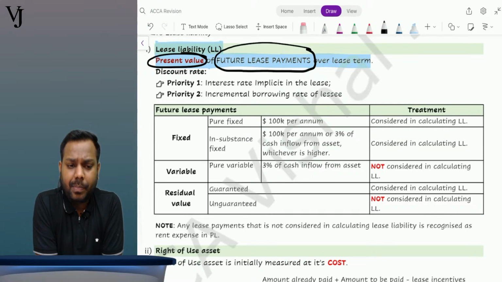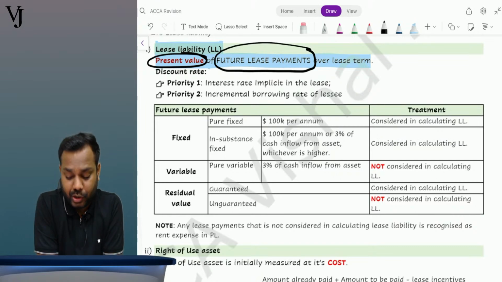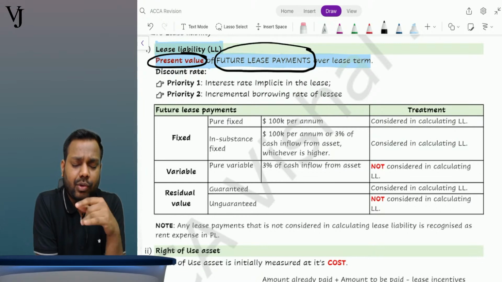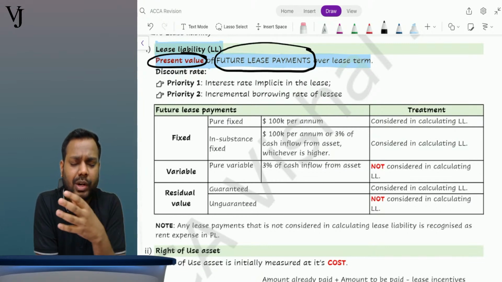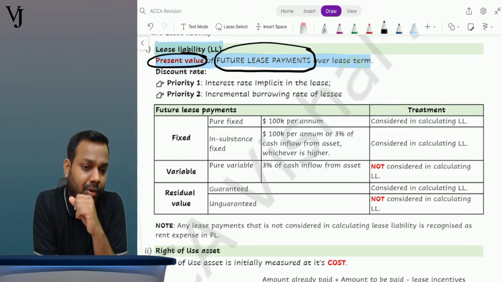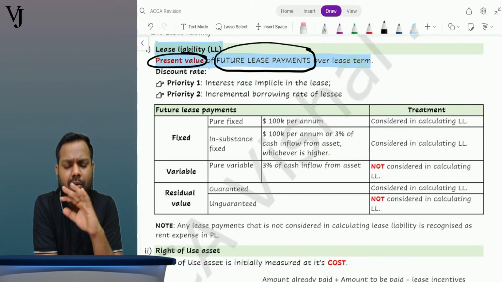Basically, to calculate the present value, you will need the discount rate. So what discount rate shall I consider? You should have two questions: what is the meaning of future lease payments, and what is the discount rate that I should consider while discounting the future lease payments to arrive at the lease liability? As a query on lease term or life, I am not discussing that part as of now. I'll come to that part, but not now.